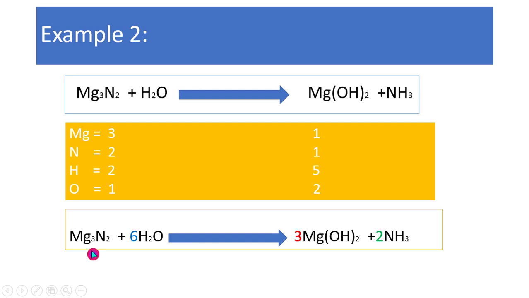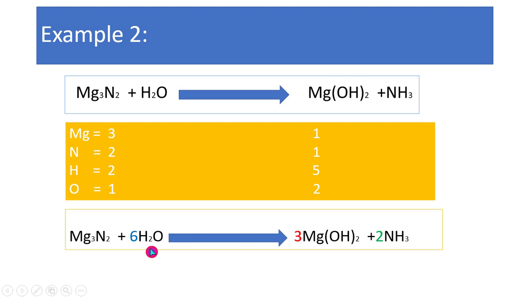Now, after balancing the magnesium atom, we balance the non-metal atom. Towards the reactant side, the number of non-metal atoms is 2 and towards the product side, the number of non-metal atoms is 1. So, we use coefficient 2 here so that the number of non-metal atoms becomes the same. After balancing the magnesium and nitrogen atoms, we balance the oxygen atom. Towards the product side, the number of oxygen atoms is 6. So we use coefficient 6 here so that the number of oxygen atoms becomes the same.